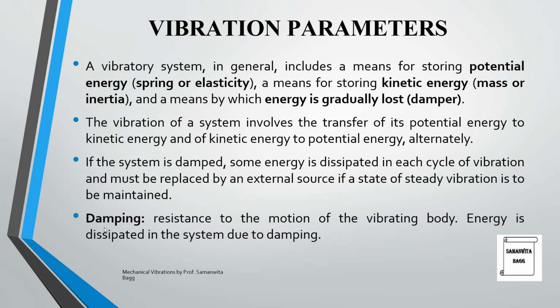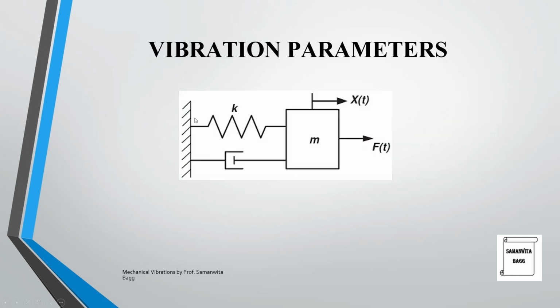Now we'll see what is damping. Resistance to the motion of the vibrating body is nothing but damping. Energy is dissipated in the system due to damping. This is how you show vibration parameters in the form of a spring, a mass and a damper. The mass will have some displacement when the force is acting on it. Both of them will be a function of time.